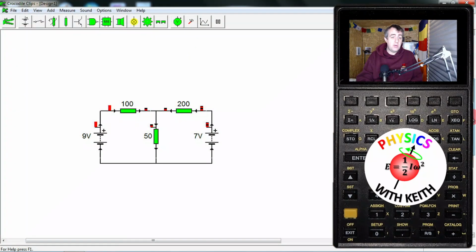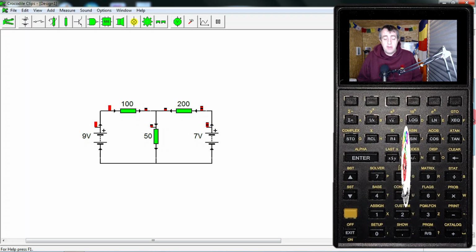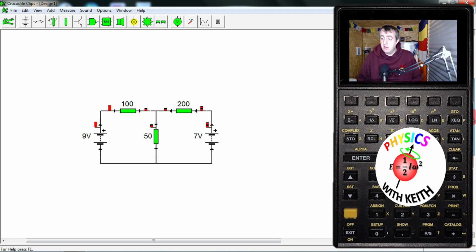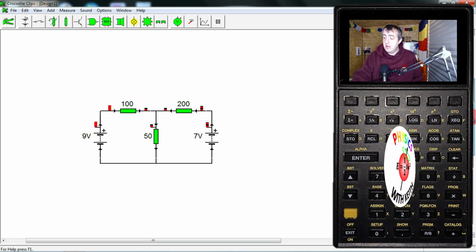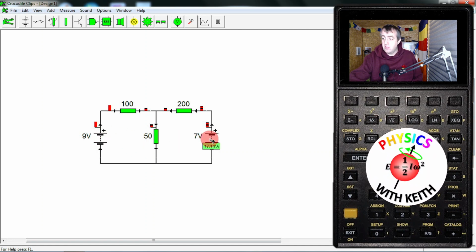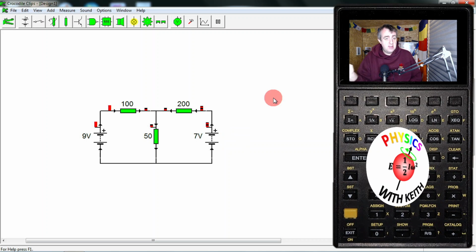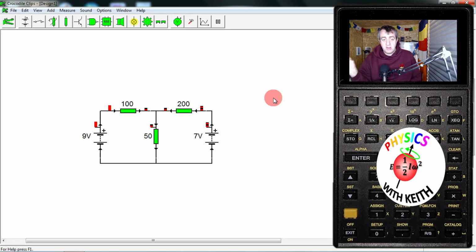In this video we're going to have a look at how to analyse more complicated circuits in A-level physics. Let's suppose we're trying to analyse this circuit here. In this circuit we've got a fixed resistor of 50 ohms in the middle, and we have two power supplies, two batteries. There is a 9-volt battery on the left and a 7-volt battery on the right, and they're arranged like this.